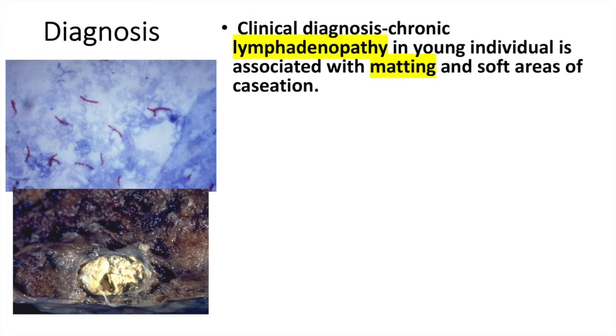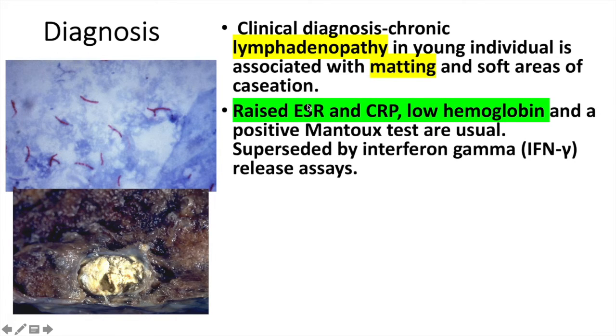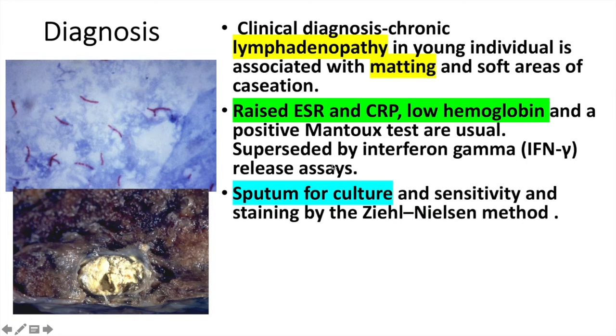In the diagnosis of TB lymphadenitis, apart from the clinical features of chronic lymphadenopathy and areas of matting and soft areas of caseation, the main tests include raised ESR, CRP, and low hemoglobin levels, and a positive tuberculin sensitivity test. These days, it is superseded by the interferon gamma release assay. As usual, the sputum is sent for culture and sensitivity, and the staining is done by the Ziehl-Neelsen method, where we detect the acid-fast bacilli, as you can see here.